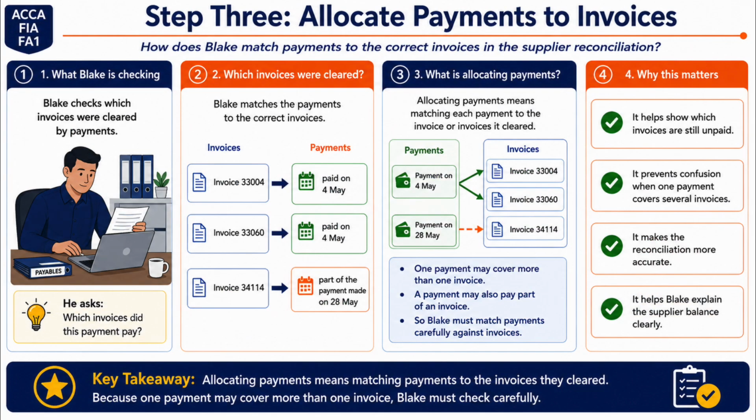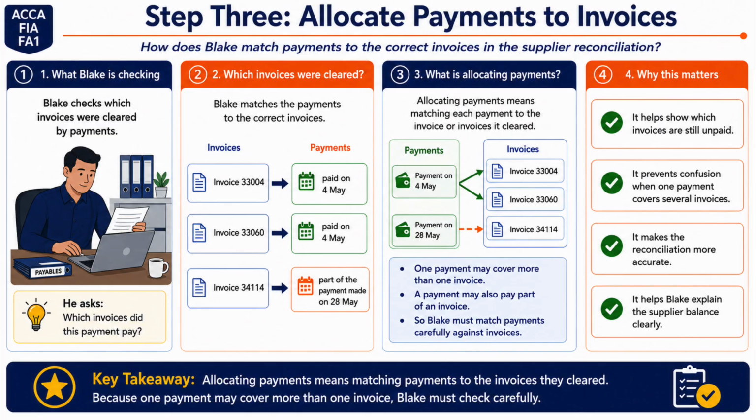Step 3. Allocate payments to invoices. Now Blake checks which invoices were cleared by payments. The textbook explains that invoice number 33004 and invoice number 33060 were paid on 4 May. Invoice number 34114 was part of the payment made on 28 May. This means Blake must match the payments to the correct invoices. This process is called allocating payments.